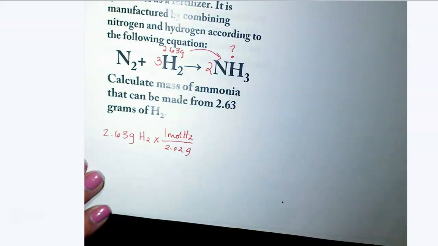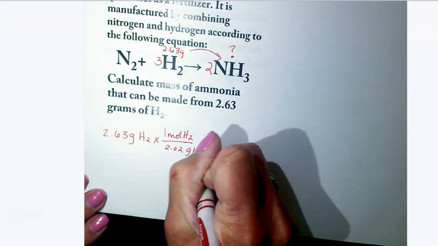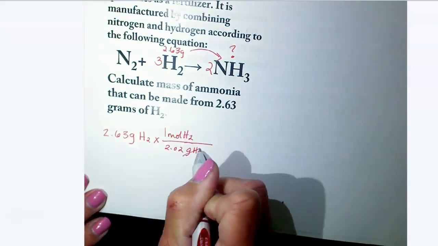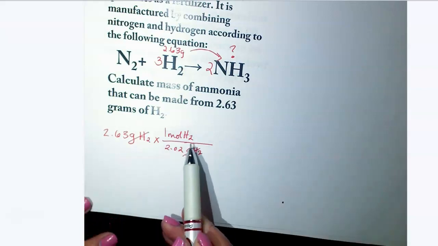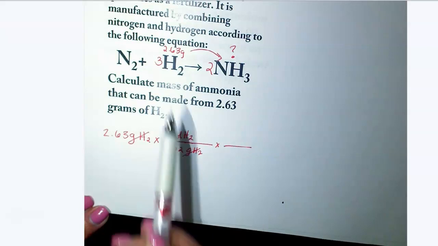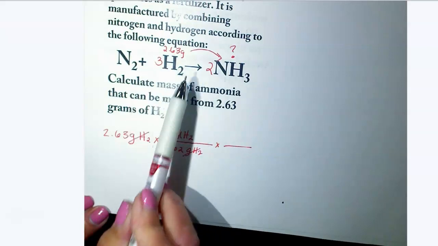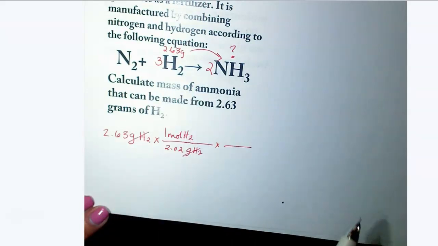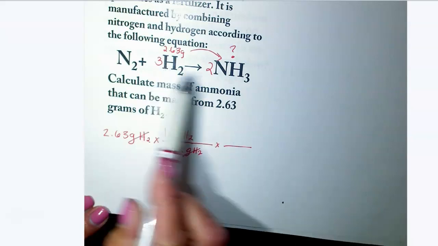You guys with me? Each hydrogen is 1.01. I can't do much math in my head, but that one I could do. So this is H2. So grams of hydrogen are gone, and I'm sitting at moles of hydrogen. Now I'm going to use my mole ratios, my coefficients. The mole ratio I need to use is hydrogen to ammonia.